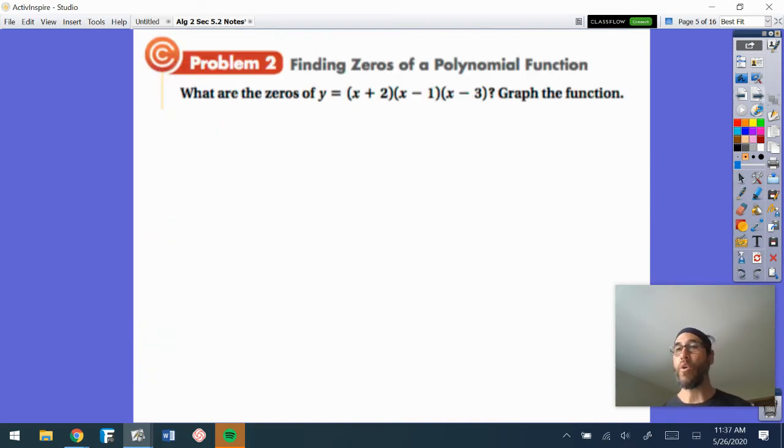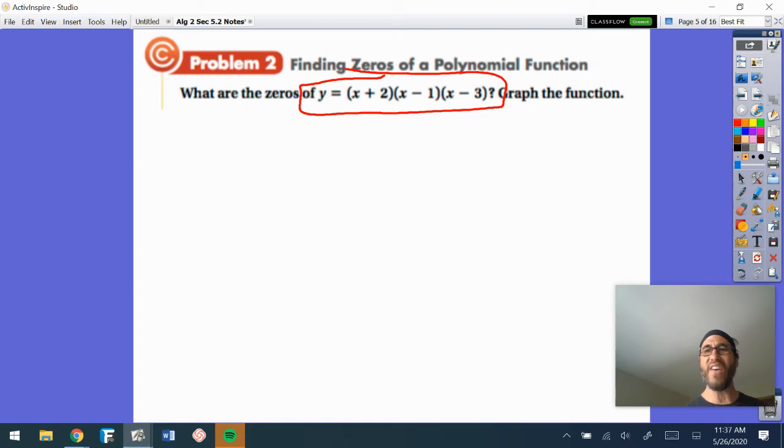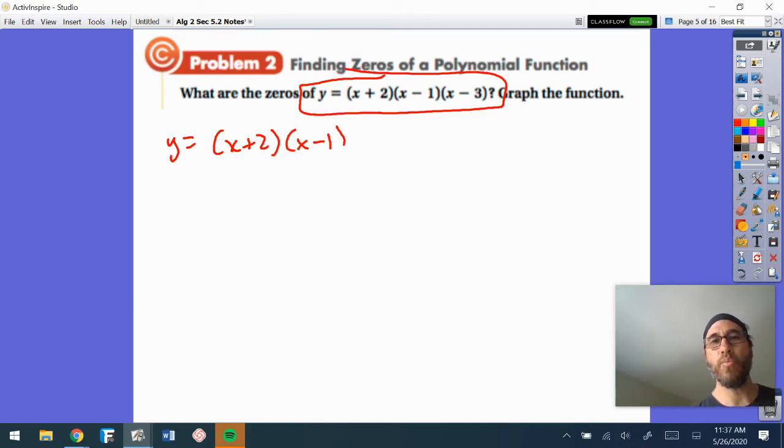All right, let's go ahead and take it to the next level. What are the zeros of this? And it says to graph the function. So I believe that's already factored. Well, if it's already factored, we just do this little thing here that we did before, if you remember. Okay, we just go, that's y equals x plus 2, x minus 1, x minus 3. And then we do this little spling, spling.